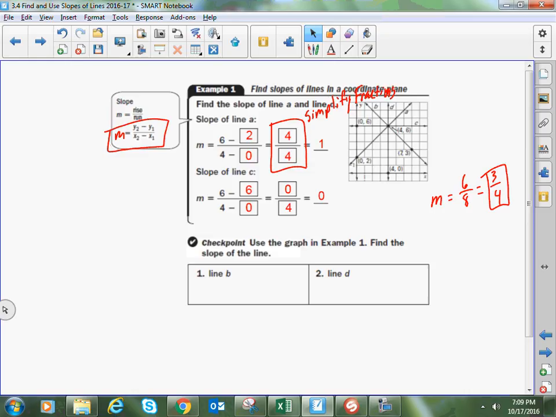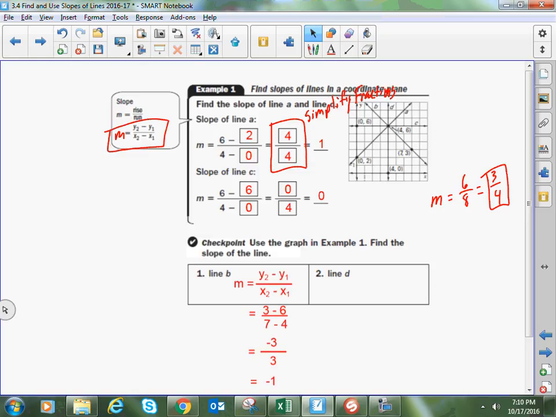Find the slope of those two remaining lines, and after you find the slope, come back, hit play on the video again, and see how you did. See if you agree with my answers. So go ahead and hit pause now. Come back when you're ready. All right. So hopefully you have your slope for line B and line D.